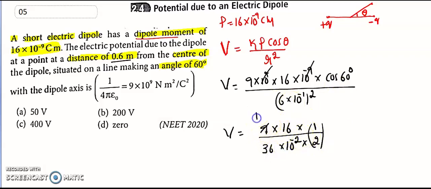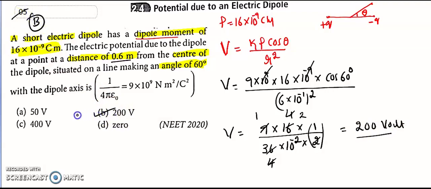9 ones are 9, 9 fours are 36, 4 fours are 16... So 2 ones are 2, 2 twos are 4. The answer is 2 × 100, that is 200 volt. So which is the right answer? Option B is the right answer for the fifth question.